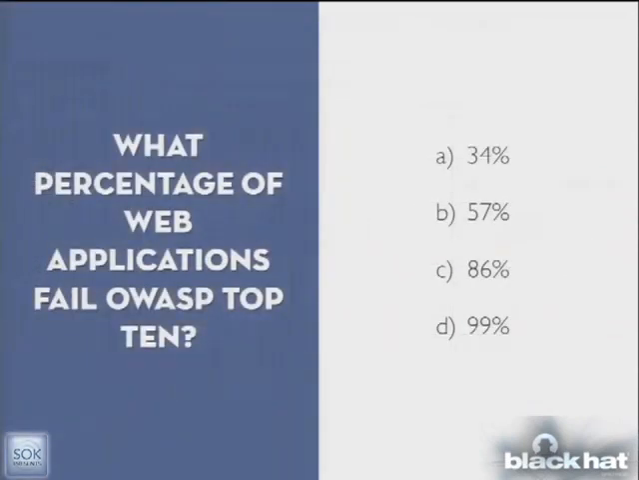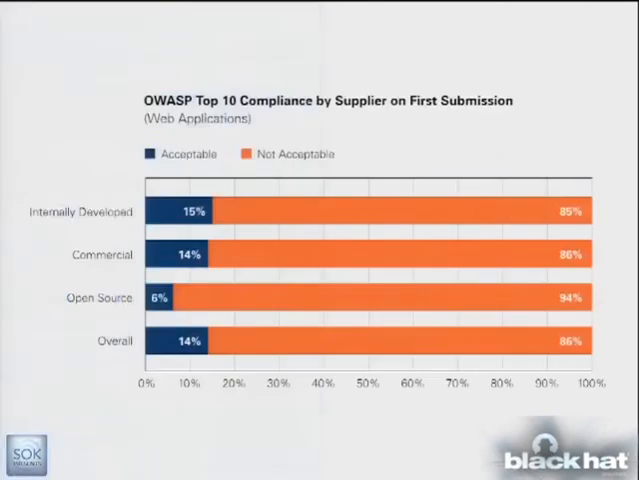So now it's quiz time. What percentage of web applications do you think fail the OWASP top 10? So they can't have any issues that are listed in the OWASP top 10. How many people think it's A? Nobody. How many people think it's B? We got one person? 2 people? How many people think it's C? Okay, I got a lot of people. And how many people think it's D? Oh, we got a lot of people there too. A little more on C, and the answer was C.